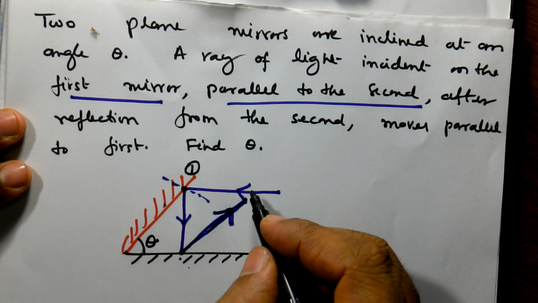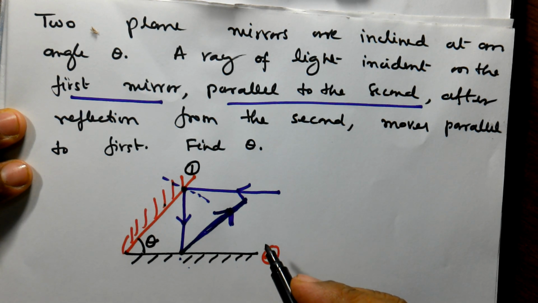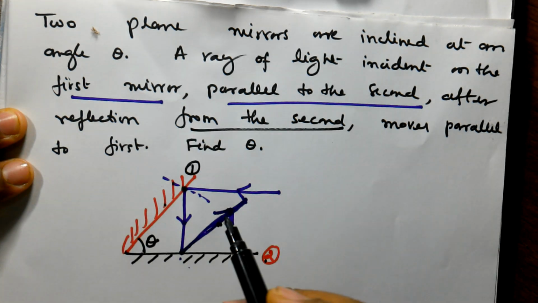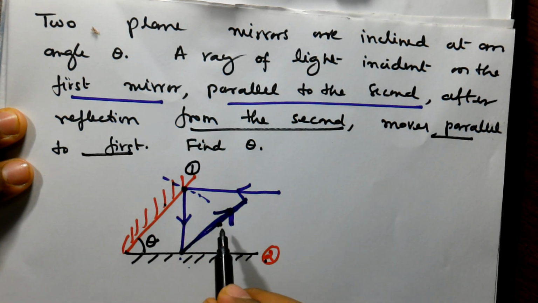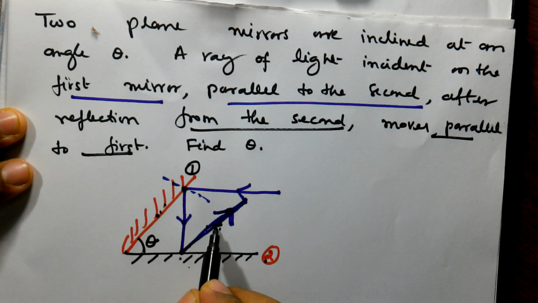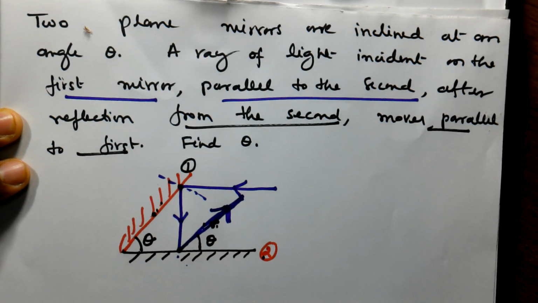Since this is theta, and they have already said that the final ray reflected from the second moves parallel to the first, that means these two rays are parallel. This line and this line are parallel. If this line and this line are parallel, this should be theta. Am I right? That is theta.